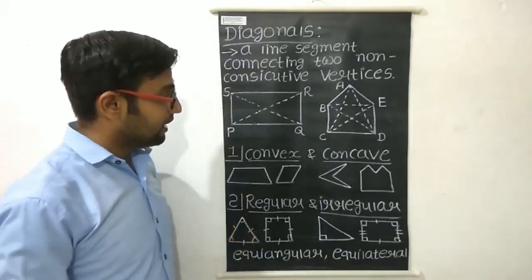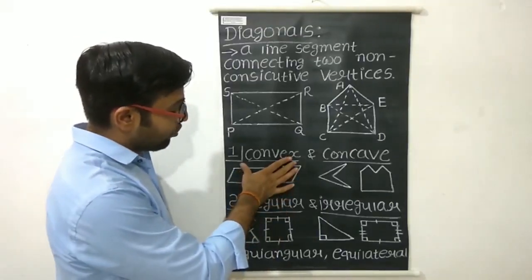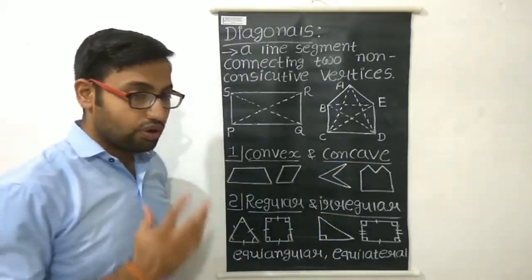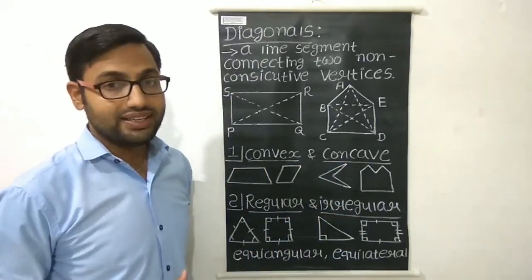So in this way we can classify the polygons into convex, concave and regular, irregular. Right? So this is all about this lecture. Okay? Thank you.